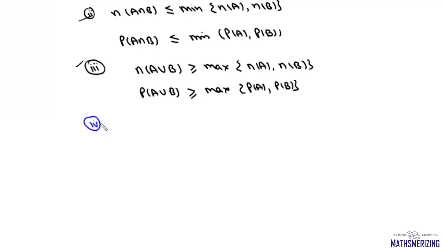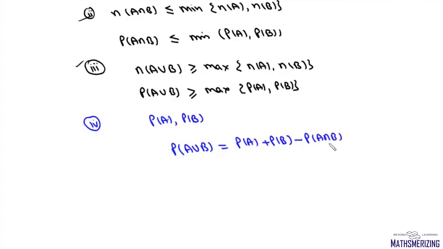Now, there will be some questions where we'll be given P(A) and P(B), and then we'll be asked to find the minimum or maximum value of A union B and A intersection B. Now, we know that probability of A union B is probability of A plus probability of B minus probability of A intersection B. Now, we know that probability of A union B is always greater than or equal to the maximum of probability of A and probability of B, and it will always be less than or equal to P(A) plus P(B). In the same way, we can write this condition for A intersection B.